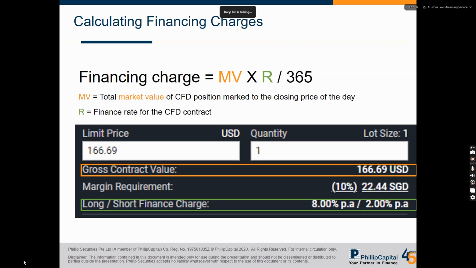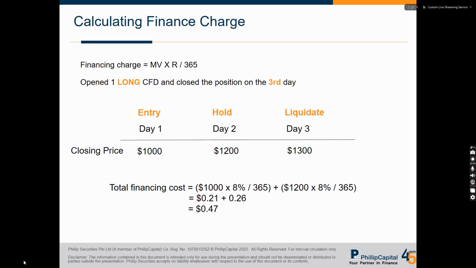So here's how to calculate the financing charge. This is the formula: your market value multiplied by the rate divided by 365. The orange box is where you can find your market value, and do note that we only use the closing price for the market value. The green box is where you can find the financing charges. So the financing charge is charged on a daily basis based on the closing price.